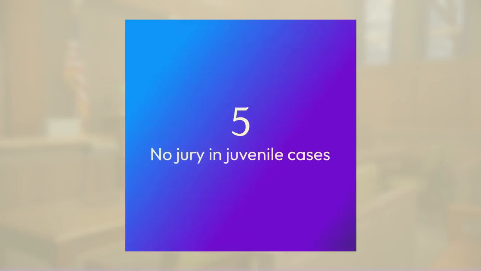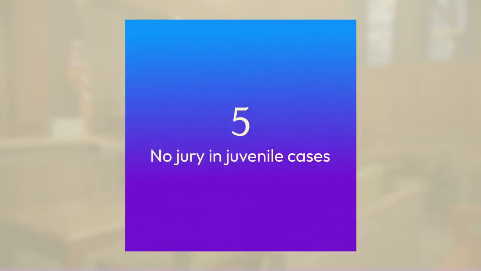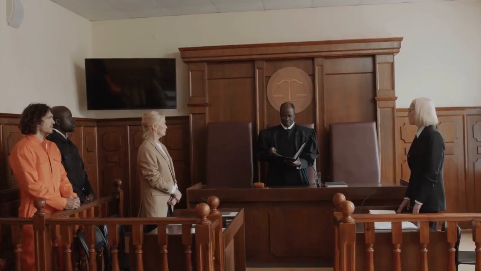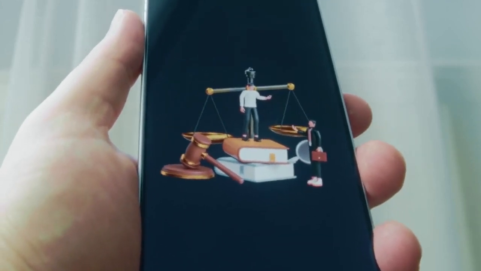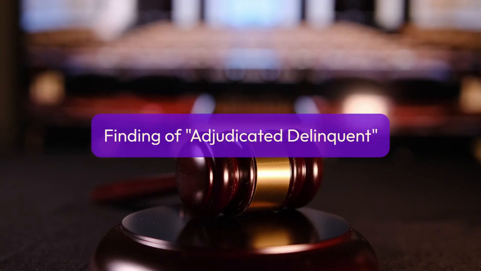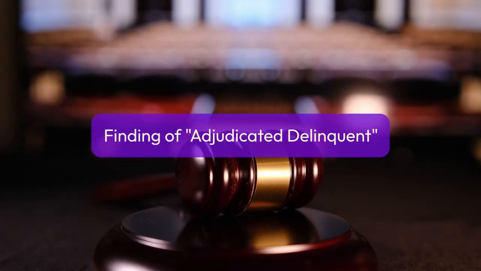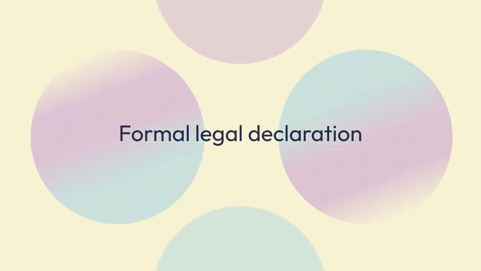This is like a trial, but without a jury in many juvenile cases. During this hearing, the judge hears evidence and determines if the young person committed the alleged offense. If the judge finds enough evidence, they will issue a finding of adjudicated delinquent. This is the formal legal declaration.